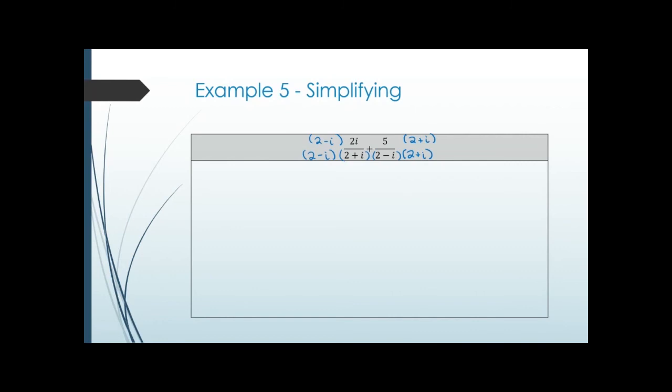So the first fraction, I need to distribute the 2i through. So that gives me 4i minus 2i squared. And then when I FOIL in the denominator, I get 4, plus 2i minus 2i minus i squared. And then second fraction I need to distribute. So that gives me 10 plus 5i. And then I'm also going to get the same denominator.